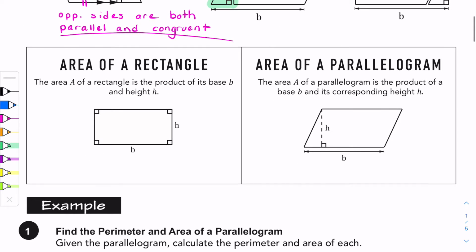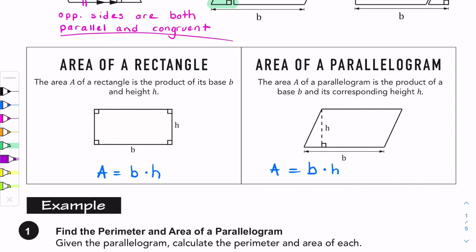So if we come down to the area of a rectangle, which is something you all should know, the area is equal to the base times the height. And the area of a parallelogram is exactly the same. Area is equal to base times height.